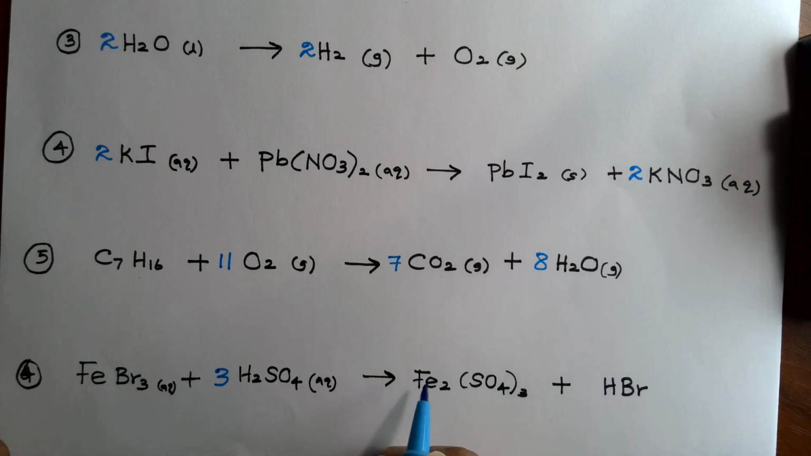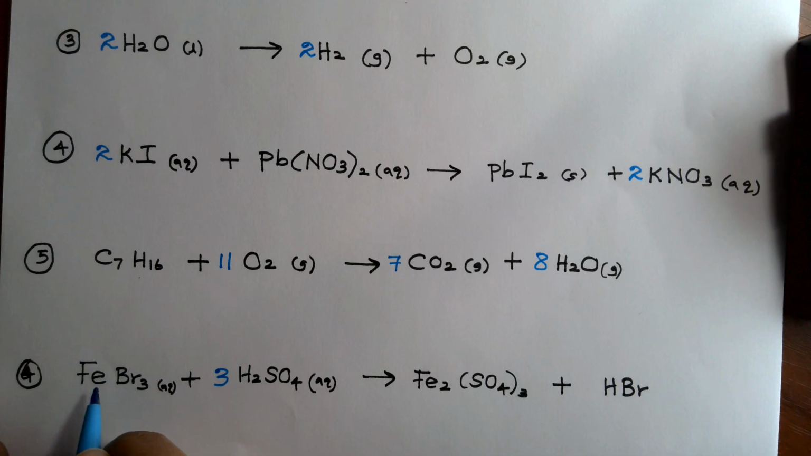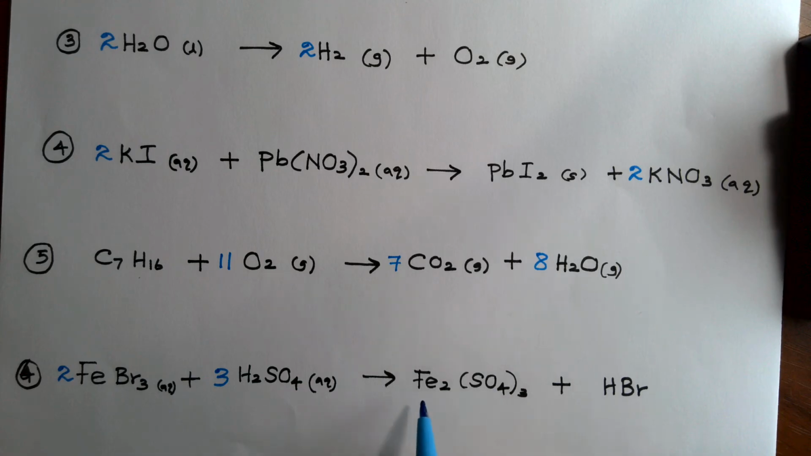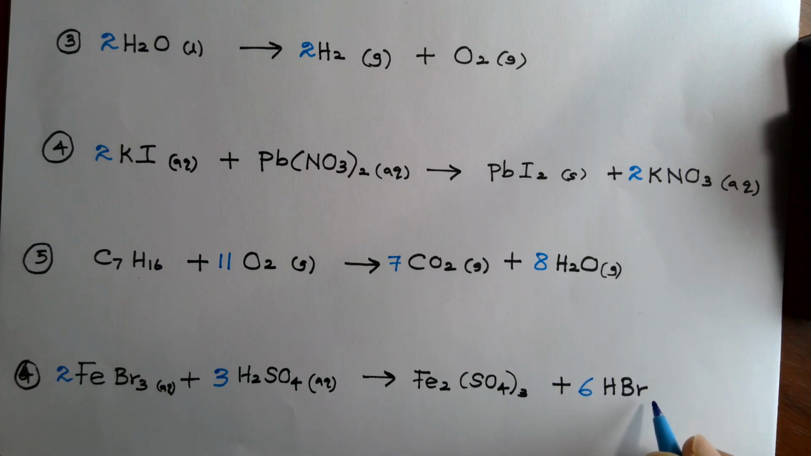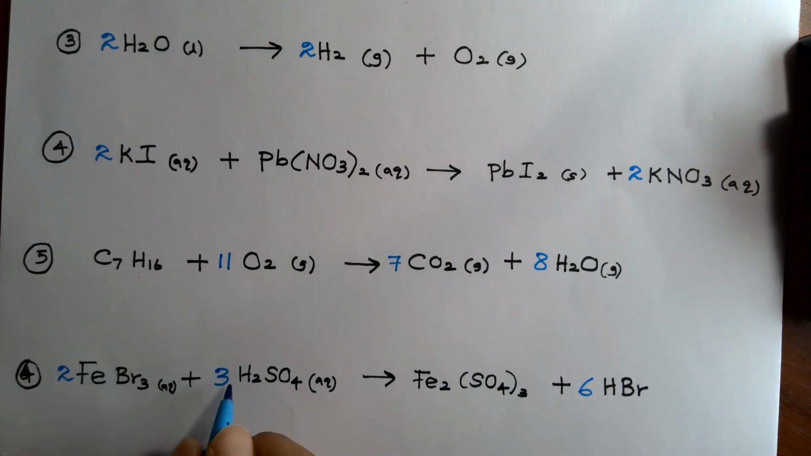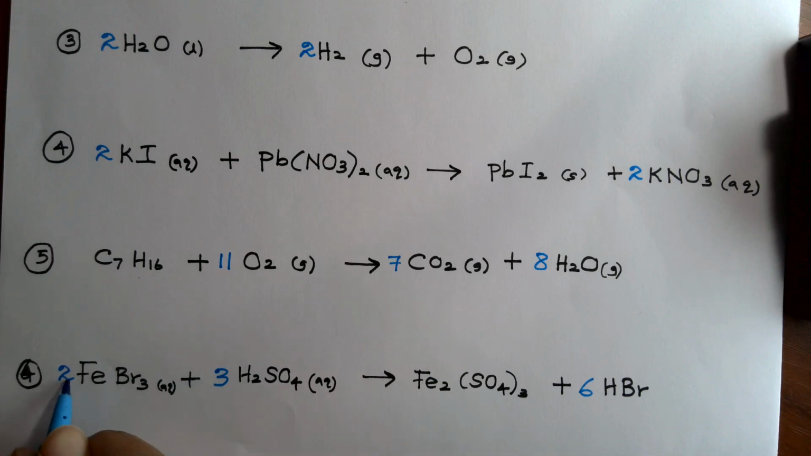And 2 Fe atoms in the product side, 1 Fe in the reactant side. So if we balance iron first, I will add coefficient 2 here. Now 2 Fe atoms in the reactant side, 2 Fe atoms in the product side, balanced. Sulfate balanced. The last thing is hydrogen and bromine. So bromine 2 times 3, 6. So how can we make 6? Coefficient 6 I added to HBr. So 6 hydrogens, 3 times 2, 6, it is balanced. And 2 times 3, 6 bromine atoms in the reactant side and 6 bromine here. So that reaction is balanced now.